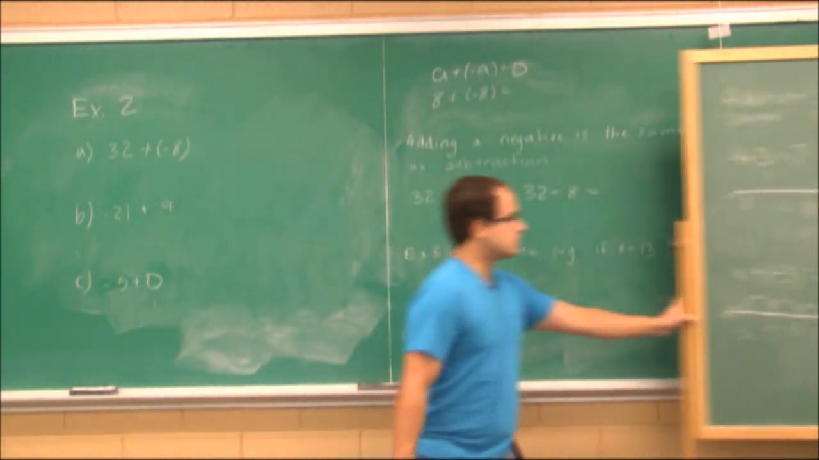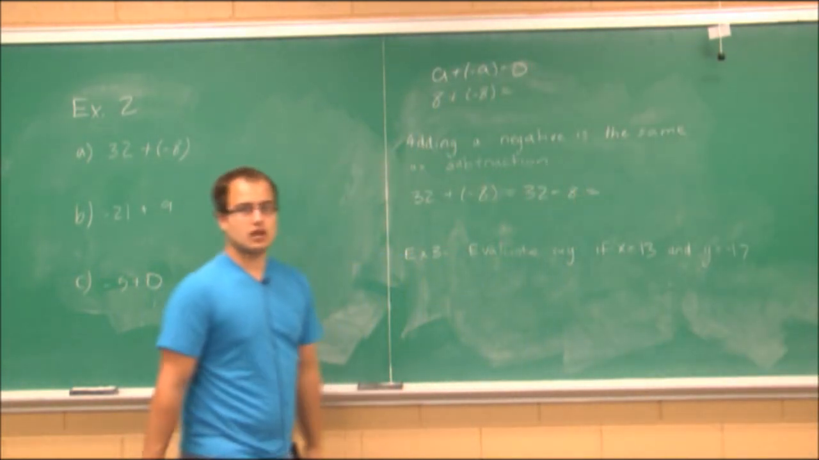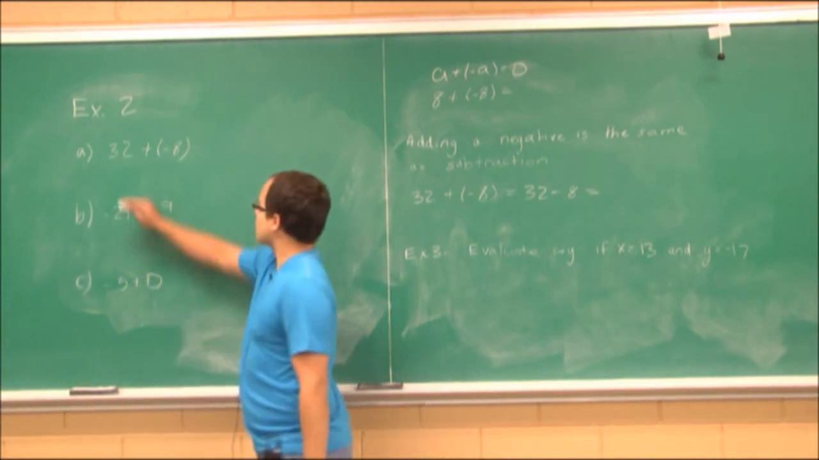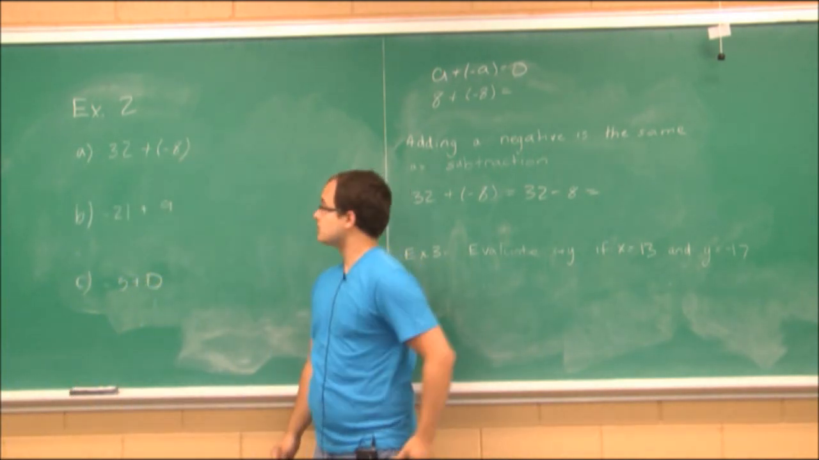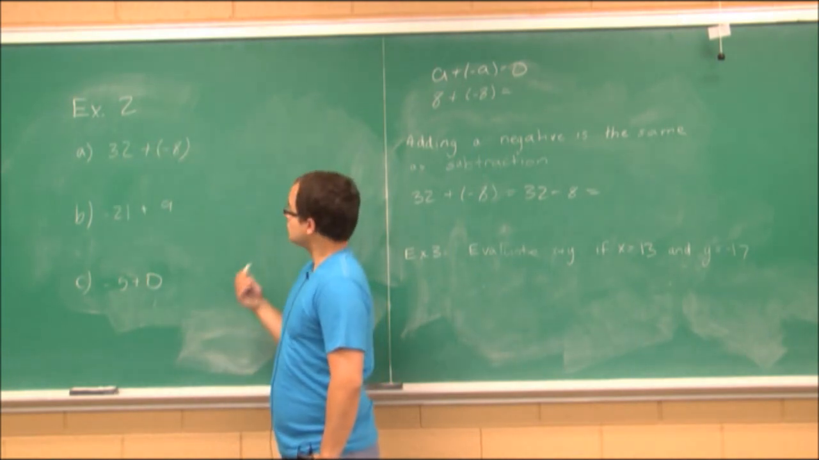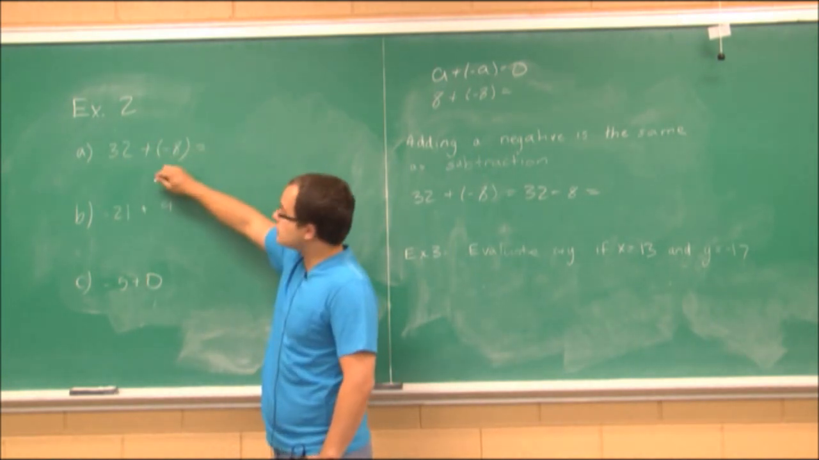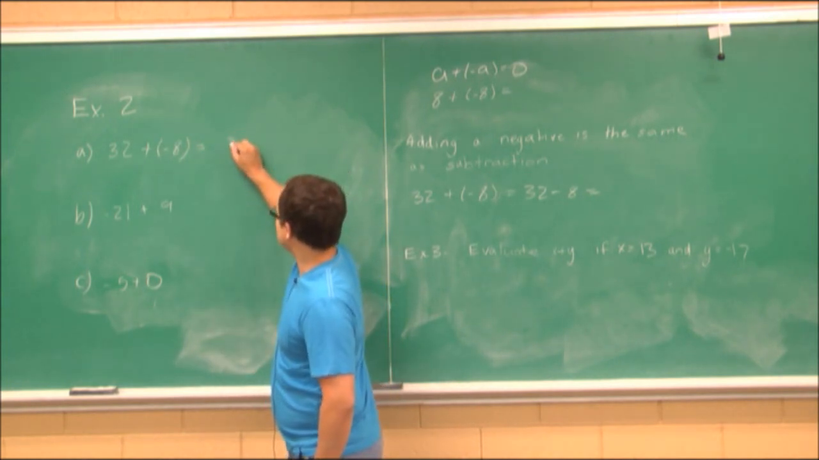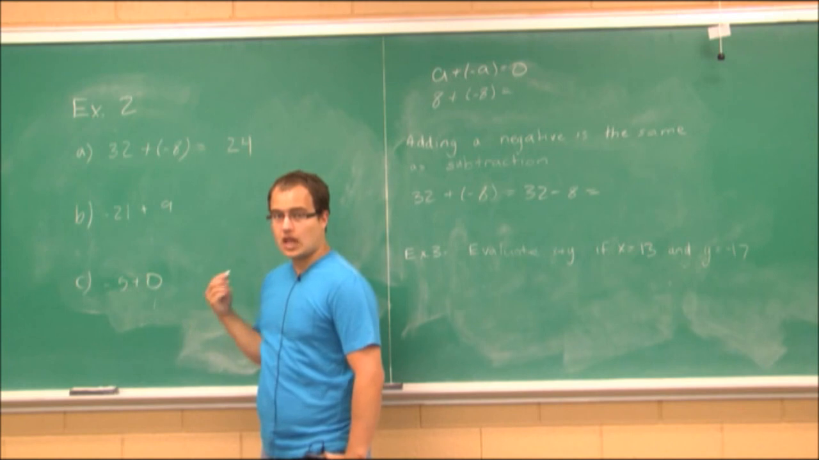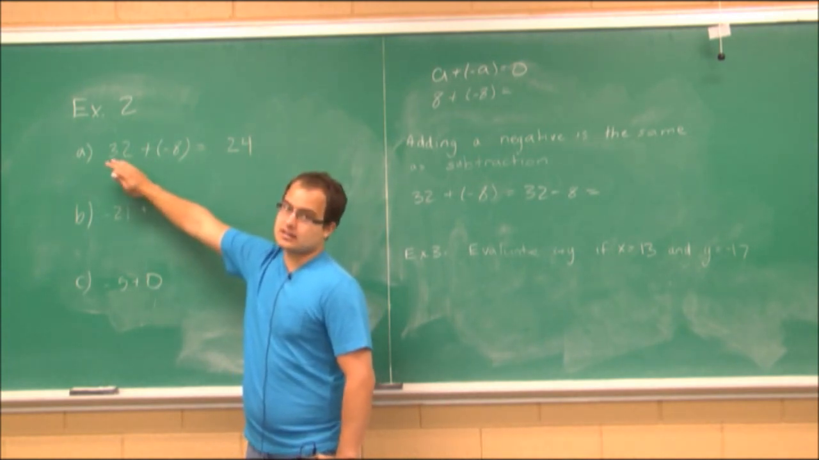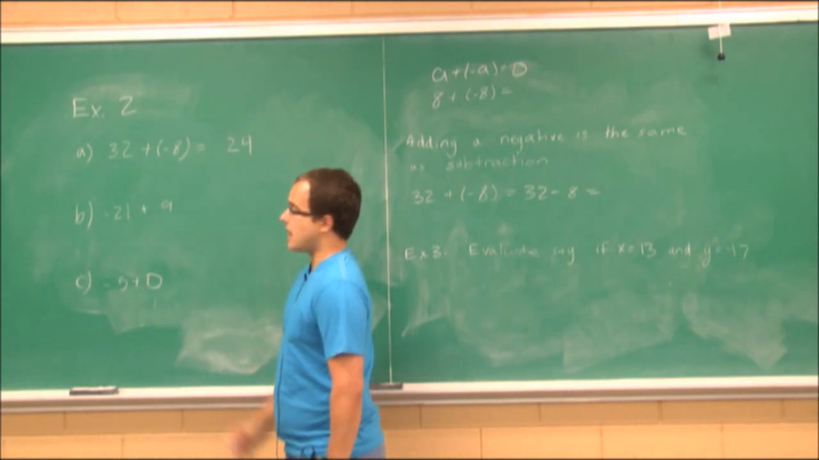So on to example 2. Add the following. 32 plus negative 8. Well, 32 is positive, negative 8 is negative, so I'm going to subtract them. 32 minus 8 is 24. And since the 32 was positive and it's our larger number, our answer will be positive.